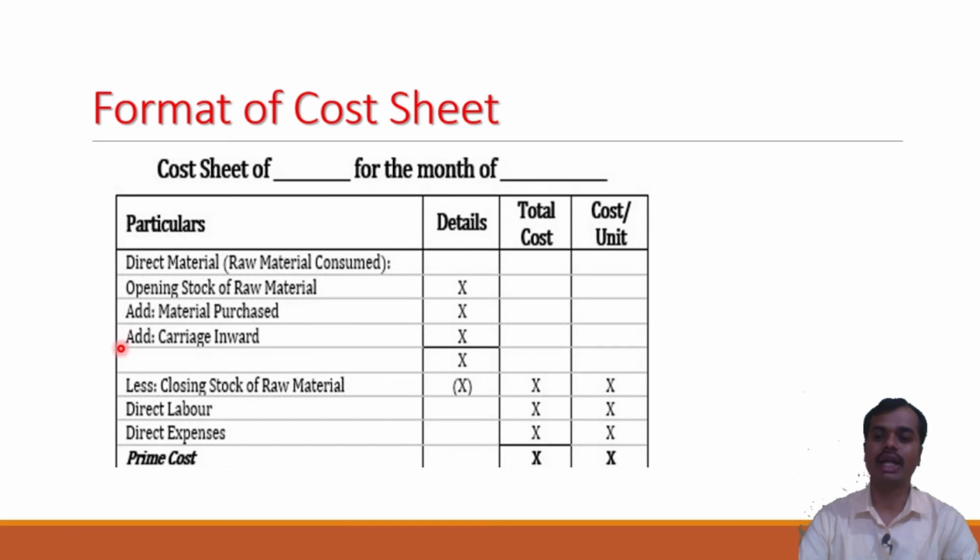First, you have to add all direct cost, means direct material, direct labor and direct expenses. Then you will get prime cost. Direct material means raw material consumed, which you get by opening stock of raw material, add material purchase, add carriage inward means expenses on purchases, less closing stock of raw material. In that you have to add direct labor and direct expenses. Then you will get prime cost.